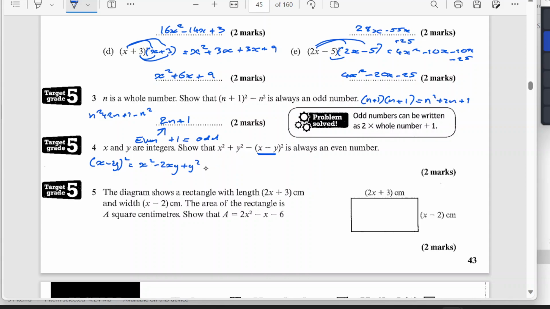And then if I want to, x squared plus y squared minus x squared plus y squared, and then we'd have these, this and this cancel, this and this cancel, so I'd just be left with 2xy, or 2 times by xy, so it must be even.